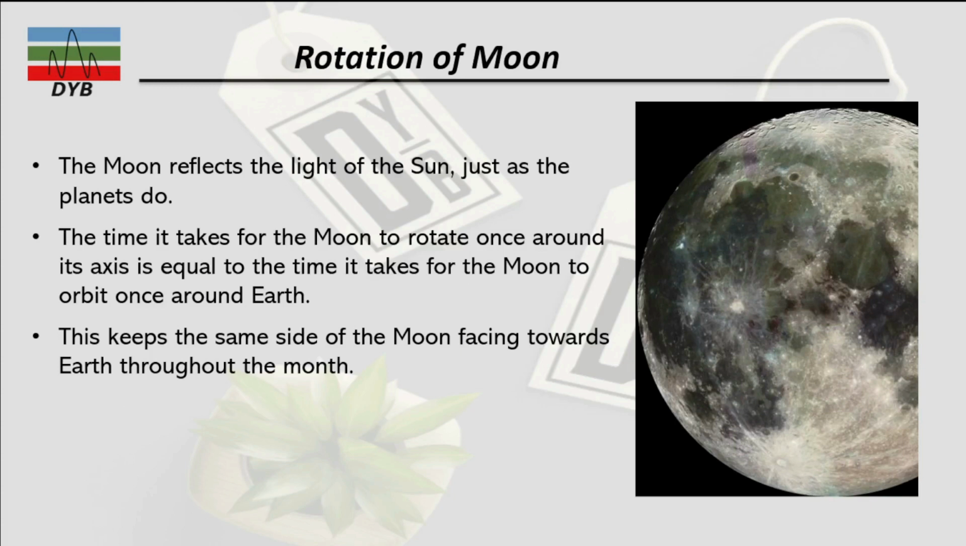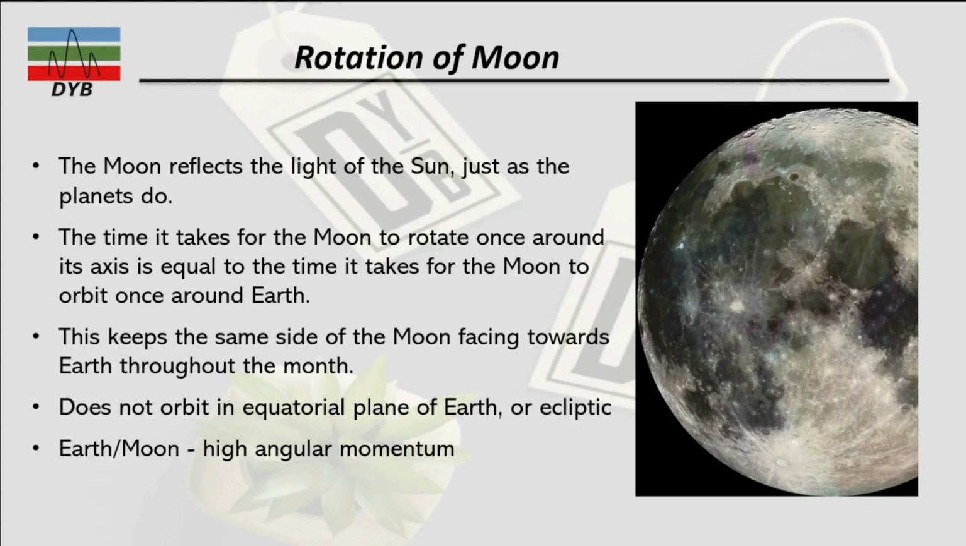So the moon keeps the same side facing toward the Earth. We still look at the near side of the moon the whole time the moon has been formed. It does not orbit in the equatorial plane of the Earth, or the ecliptic. And the Earth and moon have high angular momentum between each other.